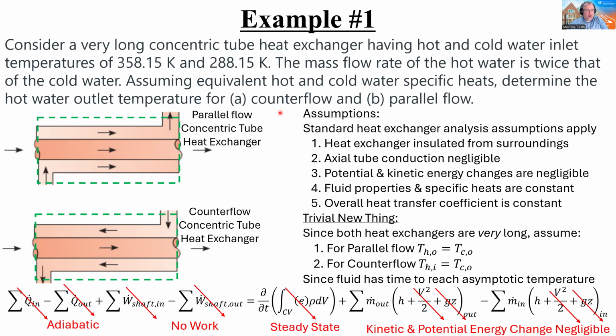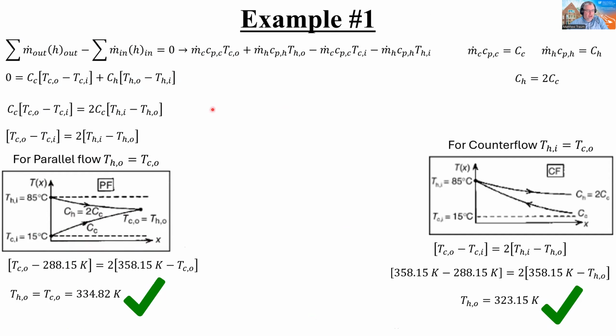Remember, what I'm looking for is the hot water outlet temperature for counterflow and parallel flow. Okay, so I did parallel flow first. Now, remember, the trivial new thing was that the hot outlet temperature has to equal the cold outlet temperature for parallel flow. And for counterflow, the hot inlet temperature has to equal the outlet cold temperature. If I didn't have that information, I would be stuck with one equation, two unknowns, and I would be screwed. I wouldn't be able to solve this. So again, trivial new thing.